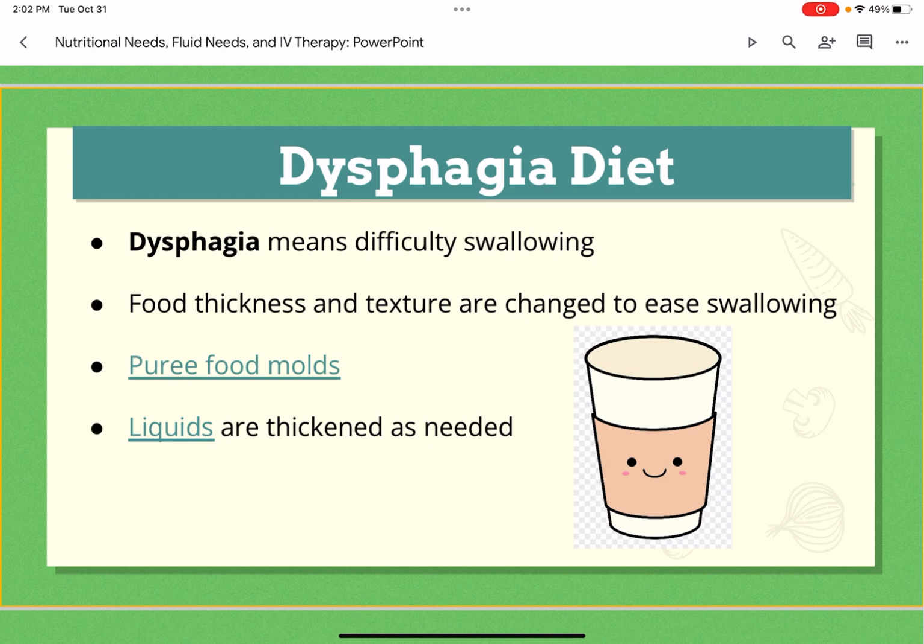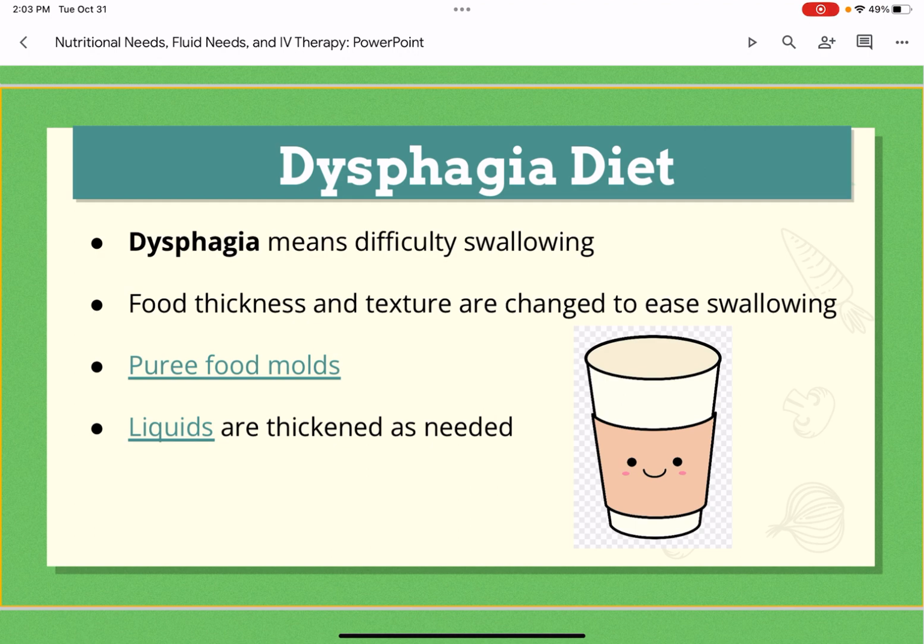Thin liquids are regular liquids with no thickener. Nectar thick liquids are mildly thick. The liquid coats and drips off a spoon. It can flow through a straw. Honey thick liquid is moderately thick. The liquid flows off a spoon like honey. The person can drink it from a cup.